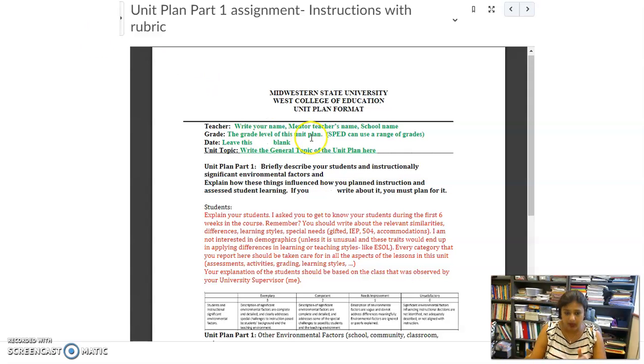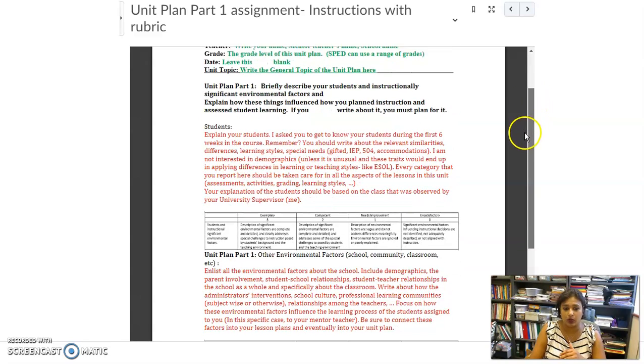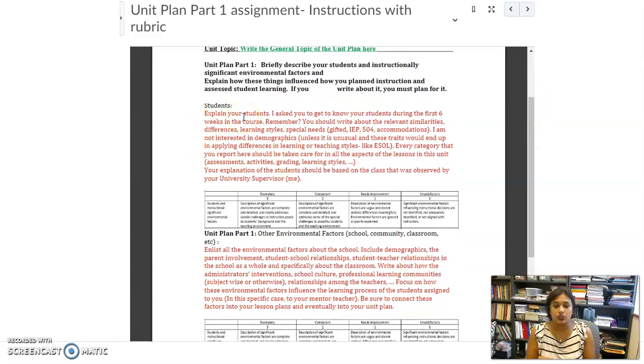So for part 1, you are talking about your students. In this, you are talking about the students in your classroom. When I say your classroom, it means the classroom that you did your field in. You talk about their reading levels, any special needs they have, learning styles, similarities and differences that you get, academic. In this students section, you really don't talk about the demographics. The demographics actually come in the other environmental factors. Okay, this is all about your students.